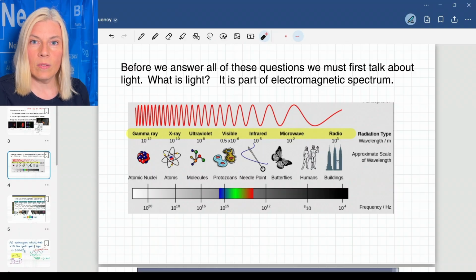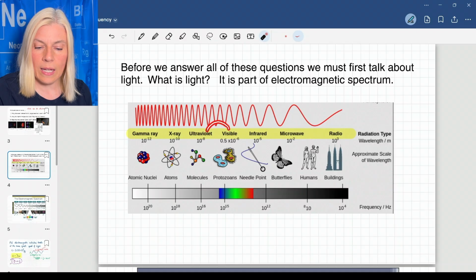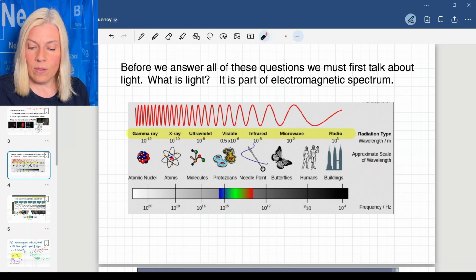What is another electromagnetic radiation that has the word violet in it? Well, ultraviolet. So on this side of visible light is ultraviolet. We have UV light, then X-rays, and then gamma rays. And right here it gives you a little idea of how big these waves are.